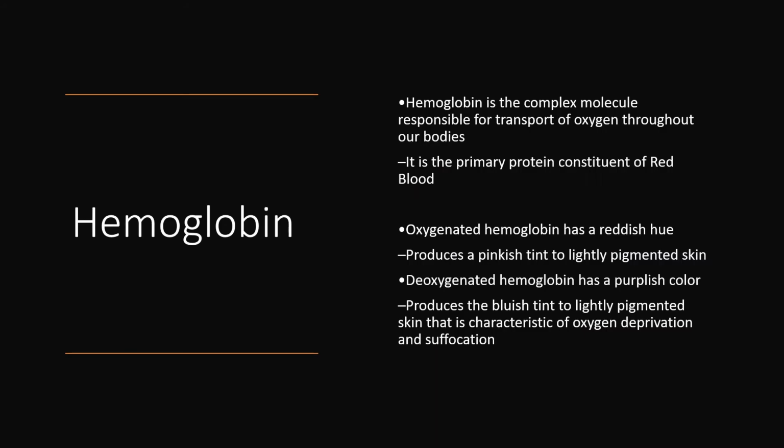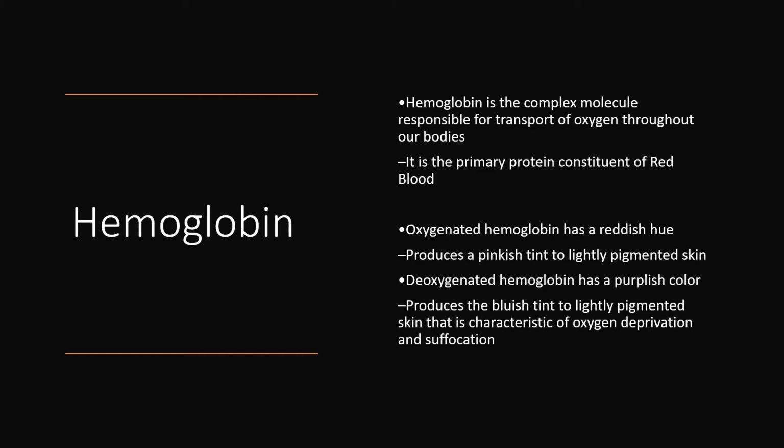The second factor, again very important, is hemoglobin. It is the most complex molecule responsible for the transport of oxygen throughout our bodies. It is the primary protein constituent of RBCs. Hemoglobin is of two types, oxygenated and deoxygenated, which impart different colors to the skin tone. Oxygenated hemoglobin has a reddish hue and produces a pinkish tint to lightly pigmented skin, whereas deoxygenated hemoglobin has a purplish color.